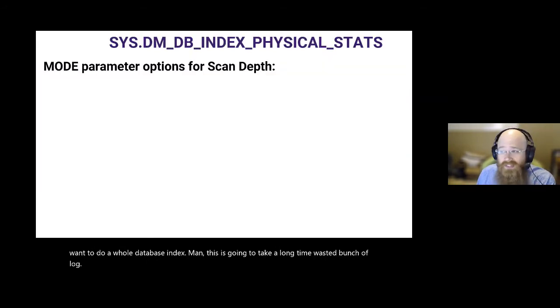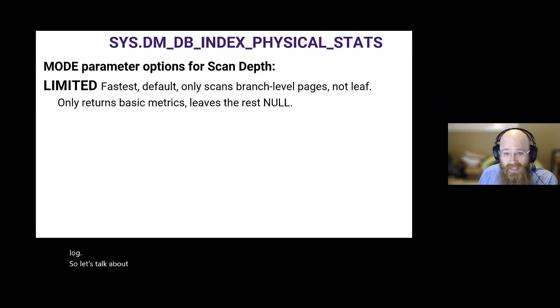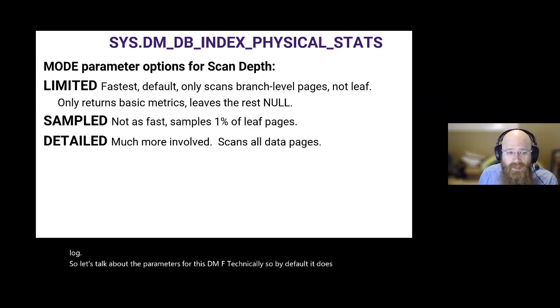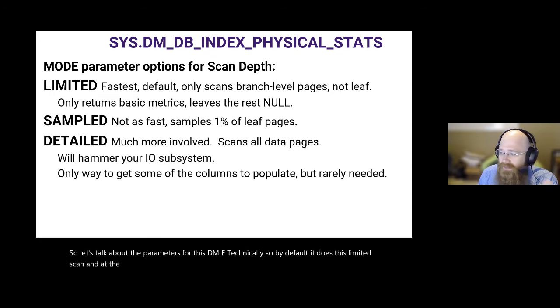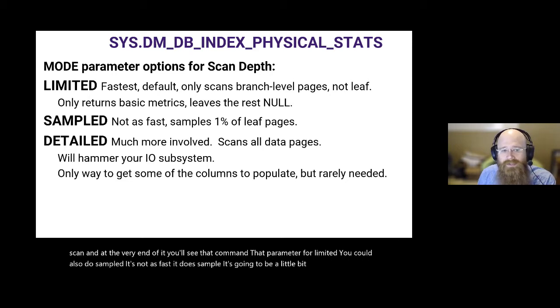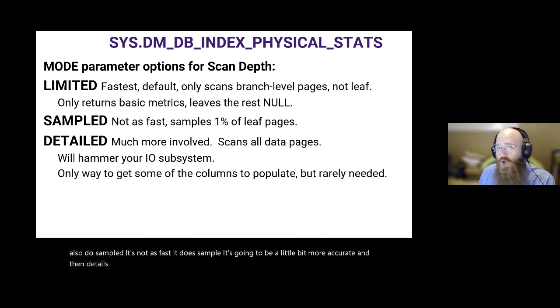Okay, so let's talk about the parameters for this DMF technically. By default, it does a limited scan, and at the very end you'll see that parameter for limited. You could also do sampled. It's not as fast. It does sample. It's going to be a little bit more accurate. And then detailed is much more involved. It scans all the data pages in a table. It will hammer your IO subsystem. So do not run this DMV during production hours.